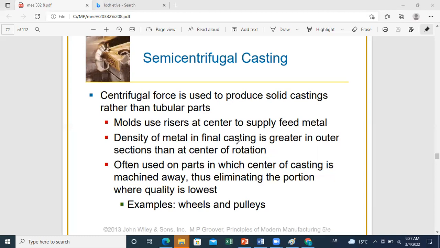Now, in general, this type of casting is often used on parts in which the center of the casting is machined away, because the mechanical characteristics at the center will not be as good as the outer characteristics. Therefore, when we use this system, we eliminate the portion where the quality is the lowest. This is widely used to produce wheels and pulleys. You produce first a full solid, and then you remove the weak part using machining techniques, so you can produce objects like wheels and pulleys using this type of casting.